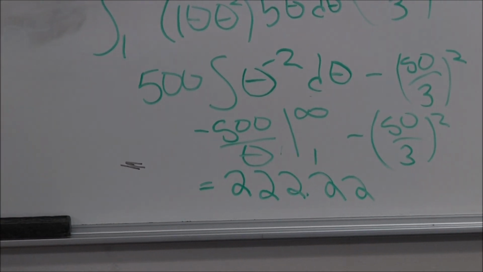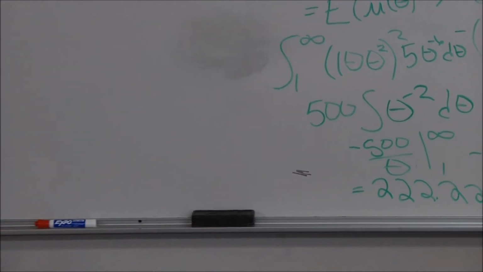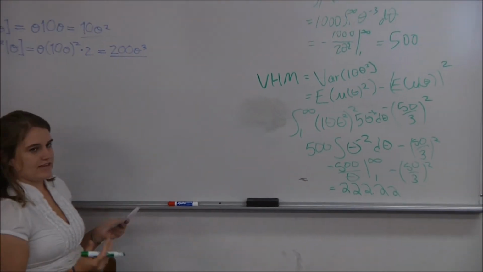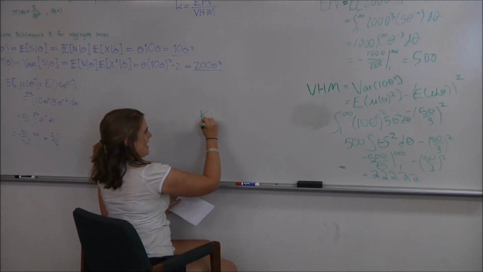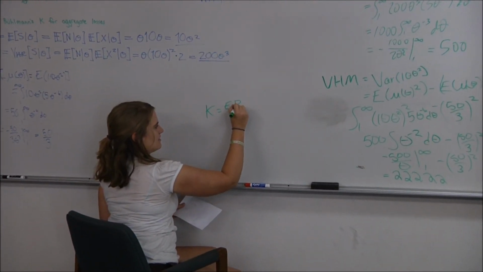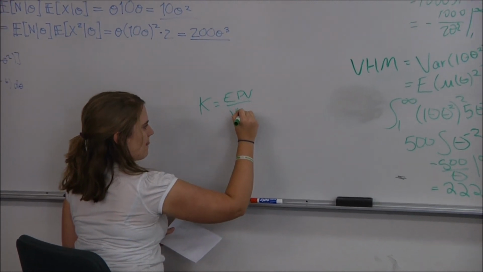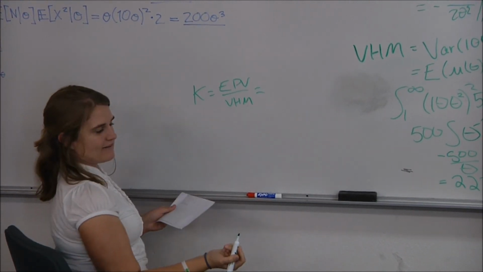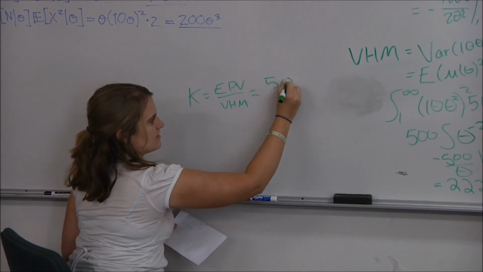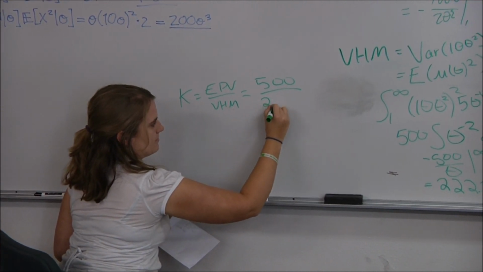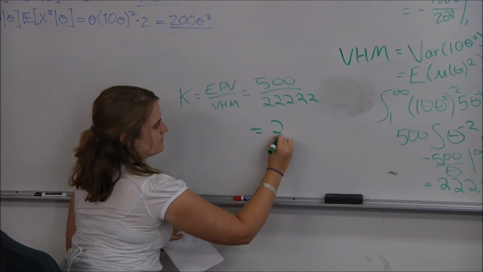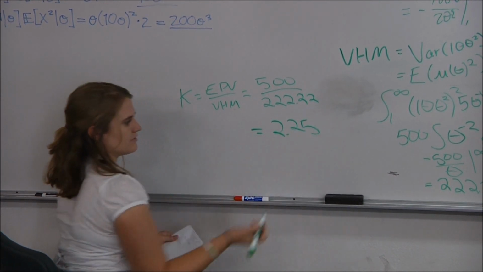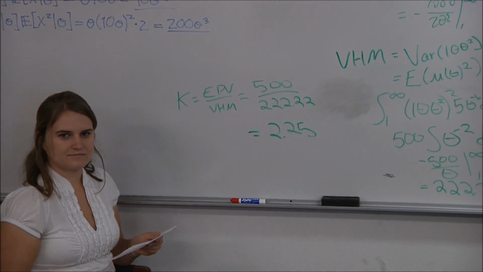Okay, and then if you remember, we were asked to calculate K, which is our EPV over our VHM. We've calculated both of these things. So to calculate K, we just need to plug in. Our EPV was 500, remember that. And then our VHM, to give us a final answer of 2.25. That's it.